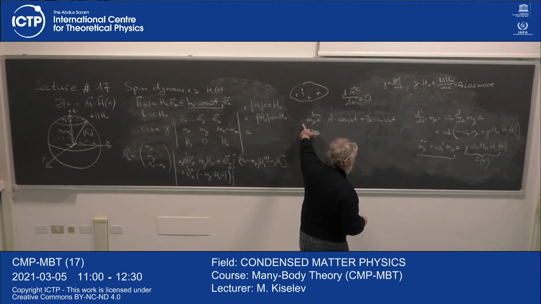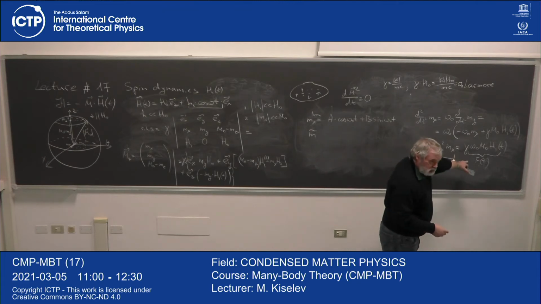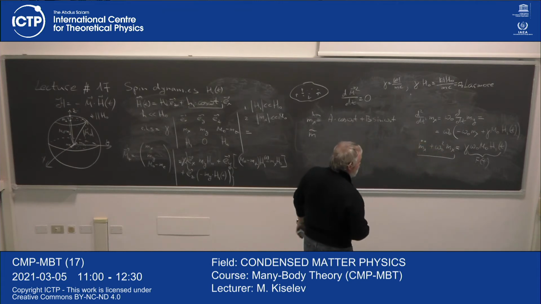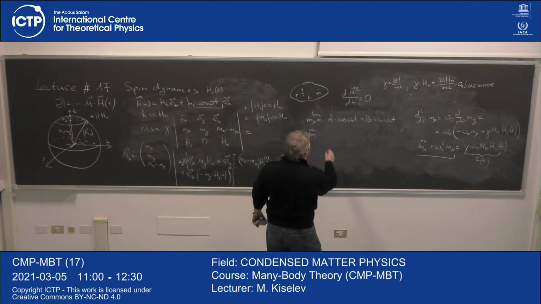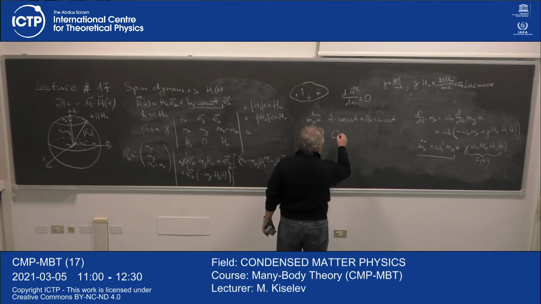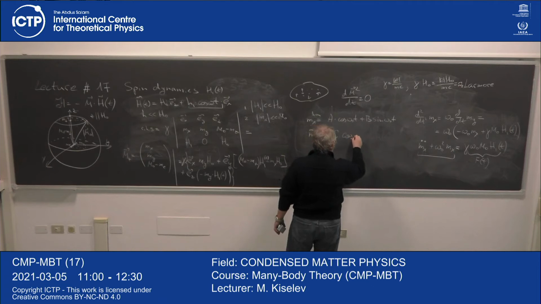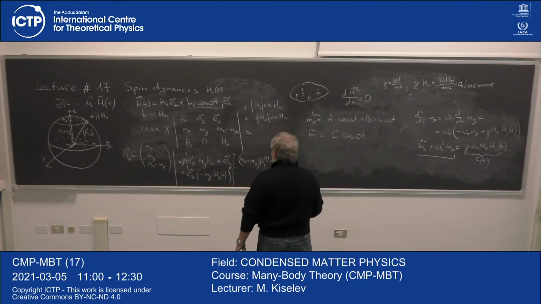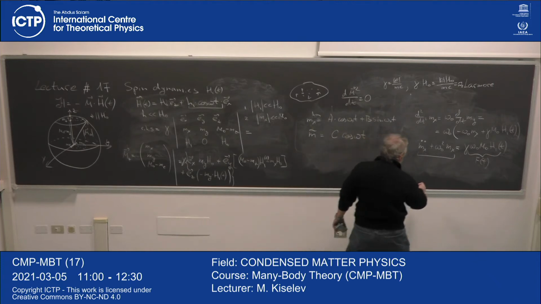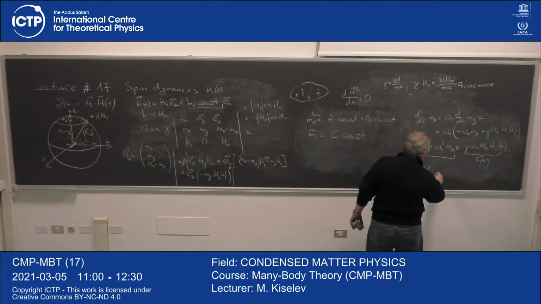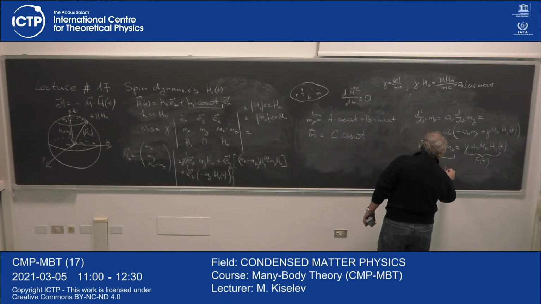So the homogeneous part of the magnetization satisfies the equation with 0 on the right-hand side. And in order to find a particular solution with this type of external force, I will be looking for it as C times cosine omega t.